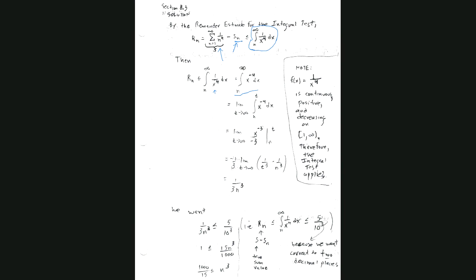So 1 over t cubed goes to 0. And so this improper integral will equal 1 over 3n cubed. That's its limit, 1 over 3n cubed. So far, are there any questions?